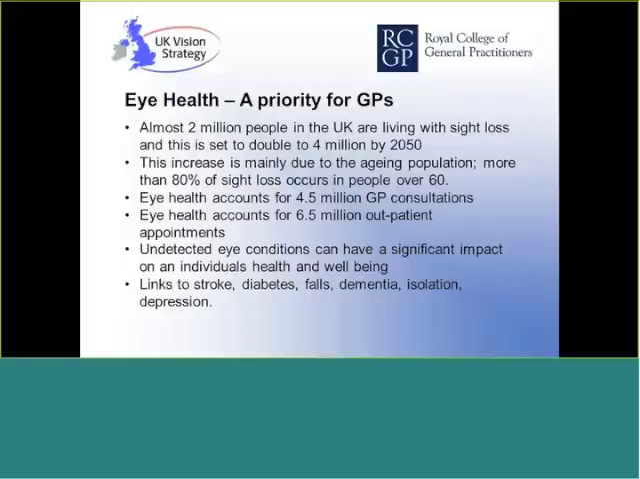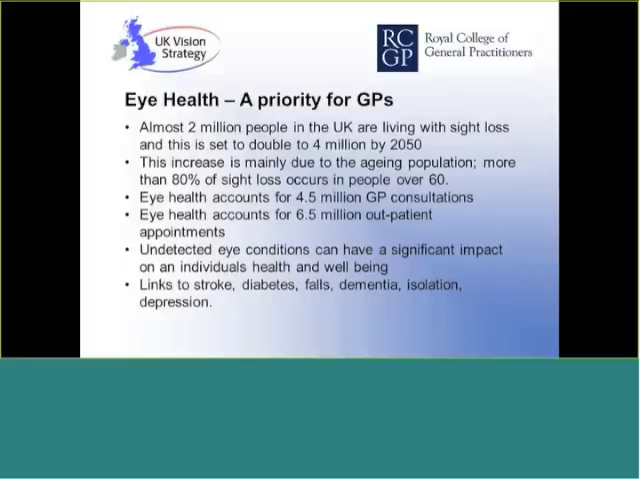There's also the fact that sight loss occurs more in older people, and 80% of sight loss occurs in people over the age of 60, and we as GPs are seeing more and more patients with an elderly demographic.